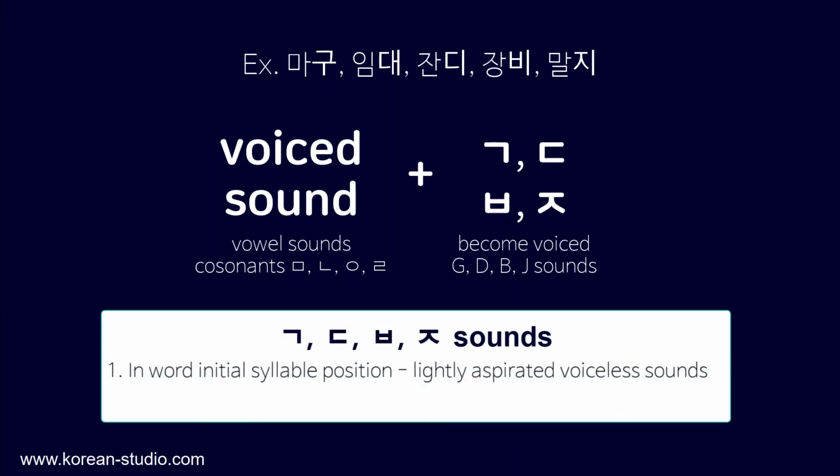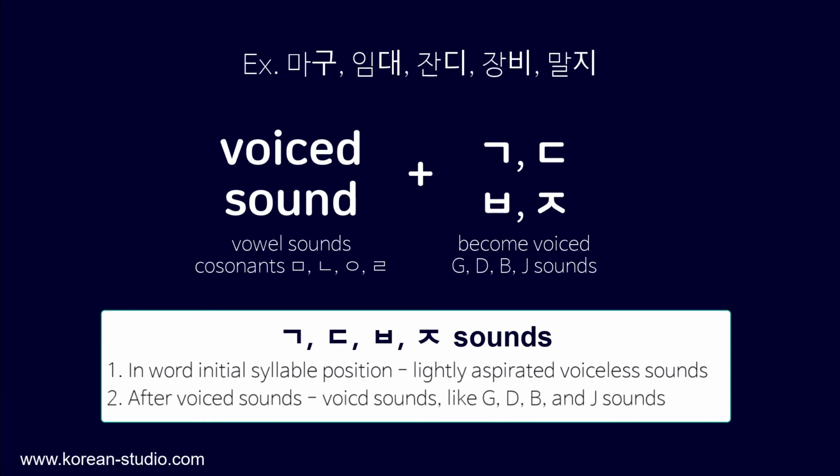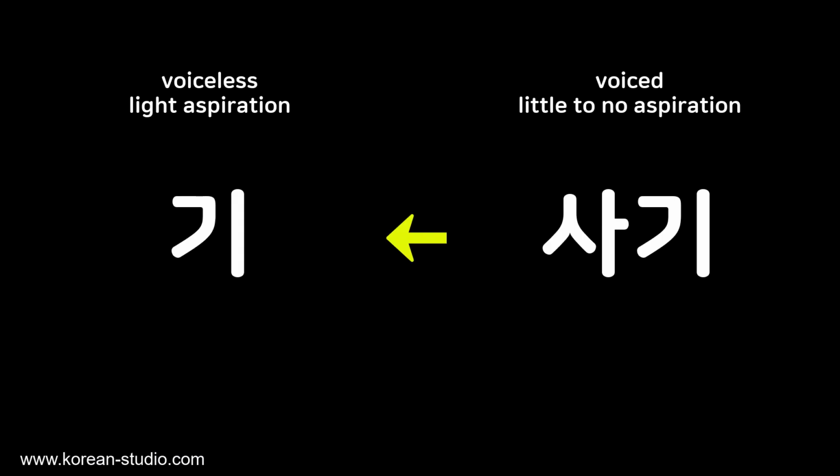So when 기역, 디귿, 비읍, and 치읓 are used in word initial syllables, they are lightly aspirated, voiceless sounds. But after voice sounds, they become voiced consonant sounds, similar to the English consonants. Now listen to the following pair of words and listen carefully to how the consonant in the second syllable in the second word becomes a voice sound.